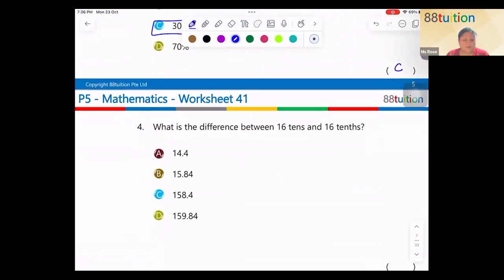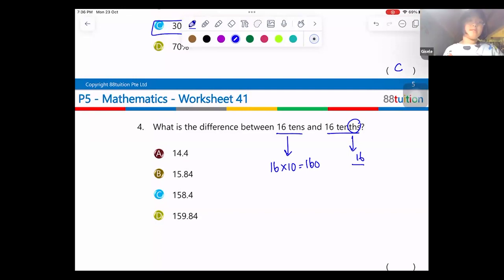Okay, question number 4. What is the difference between 16/10 and 16/10 with a TH at the end? Can anyone tell me what is 16/10? 160, thank you very much. That's 16 times 10 to give me 160, whereas 16/10 with a TH is the same as 1.6.